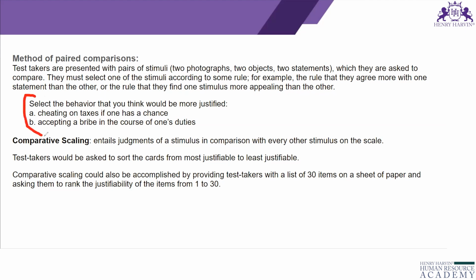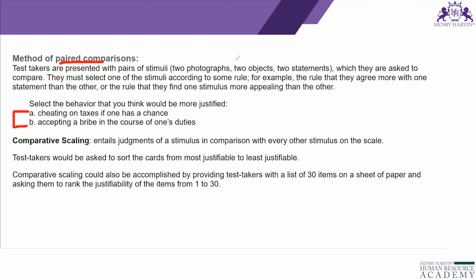Like the statement, select the behavior that you think would be more justified. Again, there is no right or wrong in this. Cheating on taxes if one has a chance, or accepting a bribe in the course of one's duty. Again, it will be different as per individuals. So here, what it's doing, it's actually comparing both these options. So in this method, paired comparison.